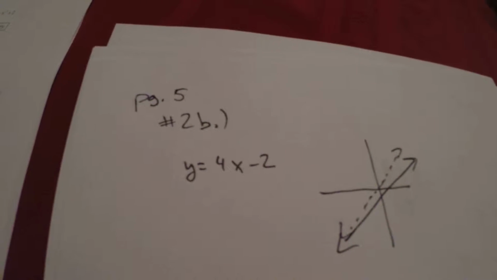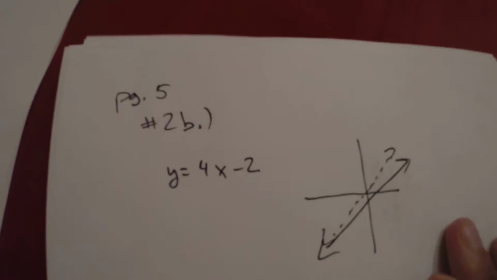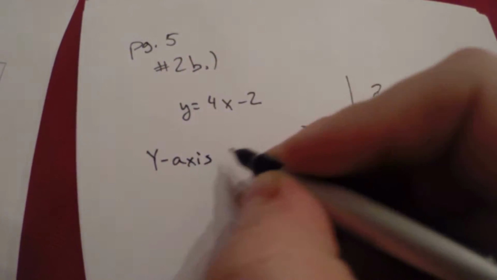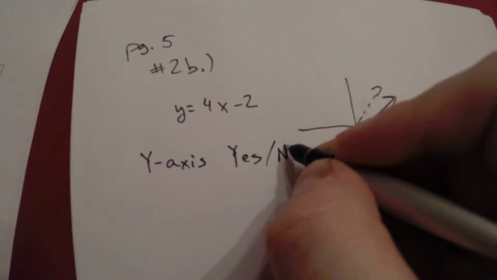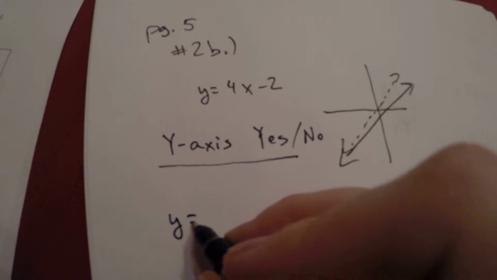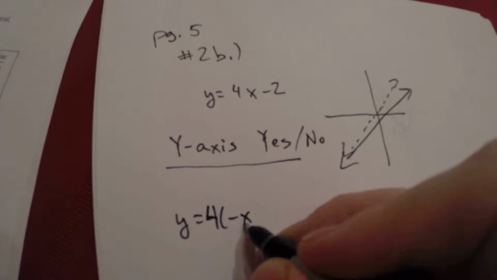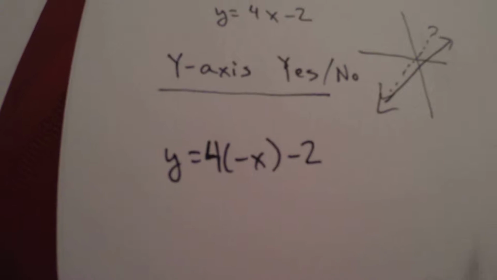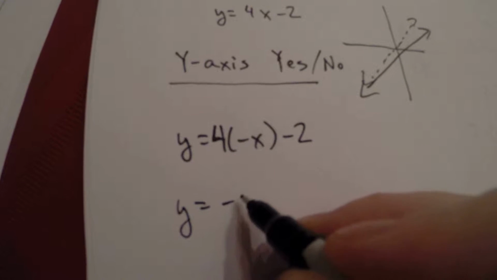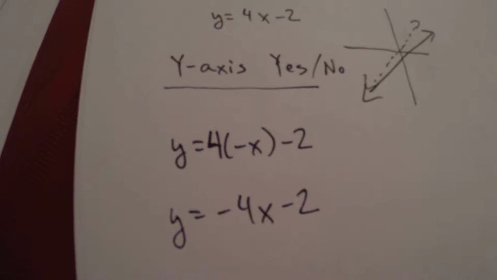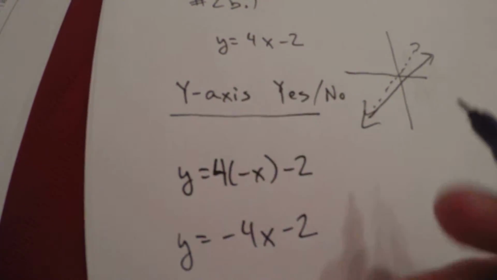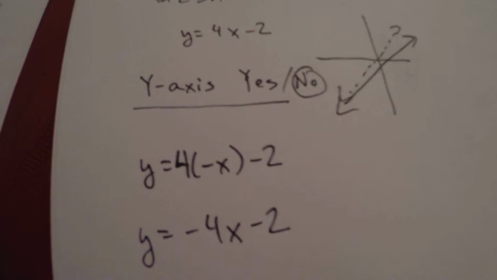Let's use the actual test that we've learned. The test to find symmetry with the y-axis is to make x negative. So to find symmetry with the y-axis, I'm going to write here yes, no. What we're going to do is set x equal to a negative value. Now notice that when we multiply negative x times 4, we arrive at negative 4x minus 2. This value is not the same thing as the original. So no, it does not have symmetry with the y-axis.